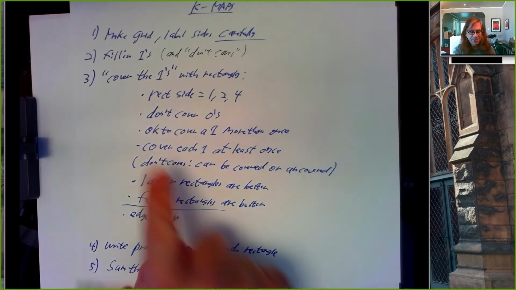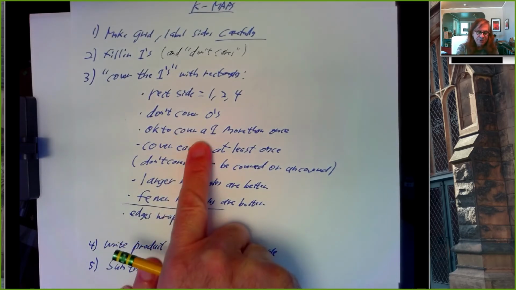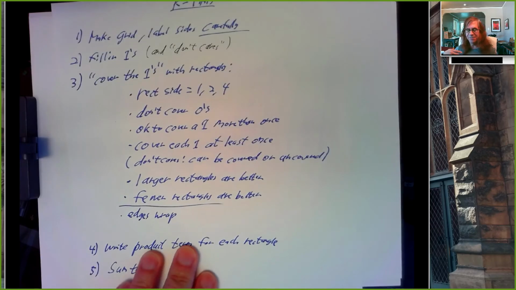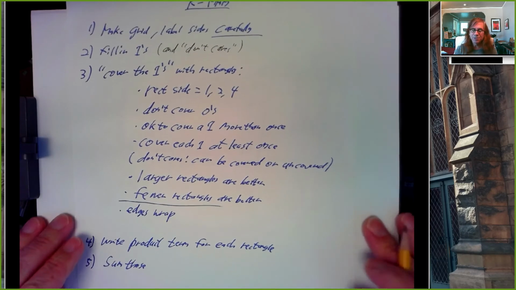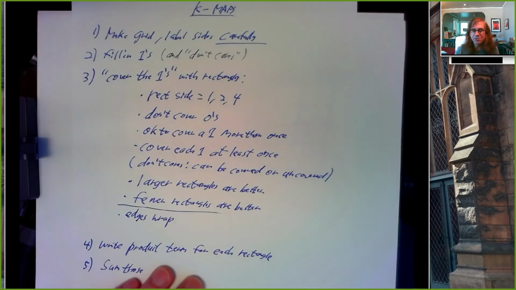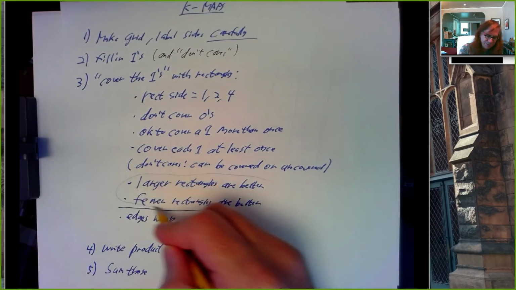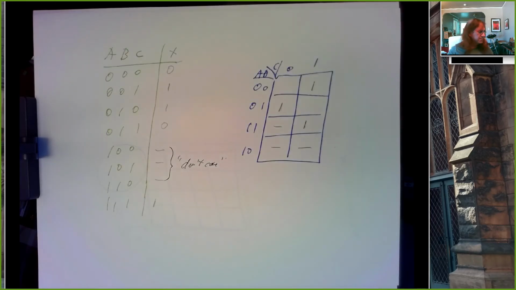And then when we're in step 3 and we're covering the ones with rectangles, we're not allowed to cover the zeros. We have to cover all the ones. It's up to us whether we cover the don't cares or not. They're optional. So the way to think of it is, if covering a don't care will let me make a bigger rectangle, let's do it. If I would end up with more rectangles, let's not do it. Right? So using this metric of larger rectangles are better, fewer rectangles are better, you can choose to cover or not cover the dashes.